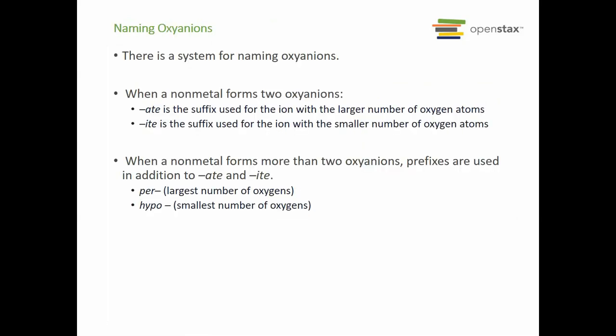Okay. When a nonmetal forms more than two oxyions, prefixes are used in addition to ate and ite. Per means it has the largest number of oxygens it can have, like perchlorate, and hypo means the smallest number of oxygens, such as in the bleach chemical. Clorox bleach is hypochlorite. I know. This is the brass tacks of chemistry.